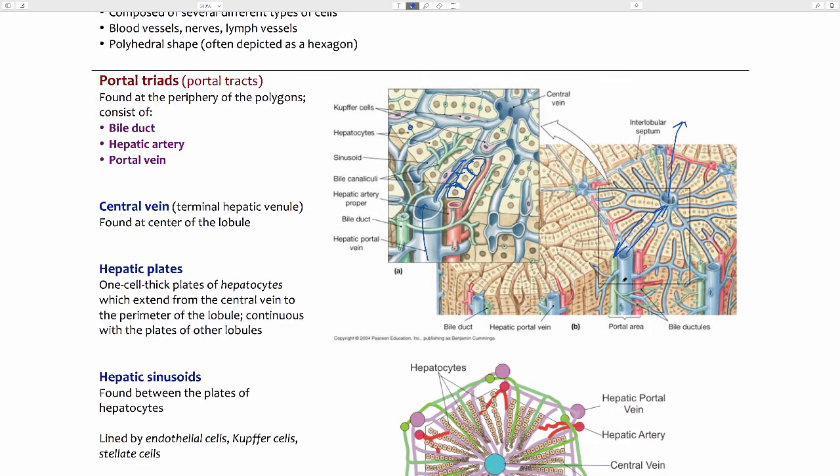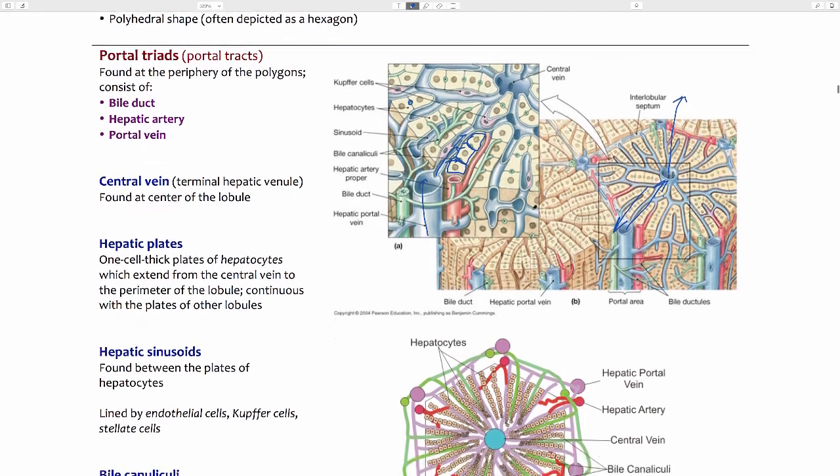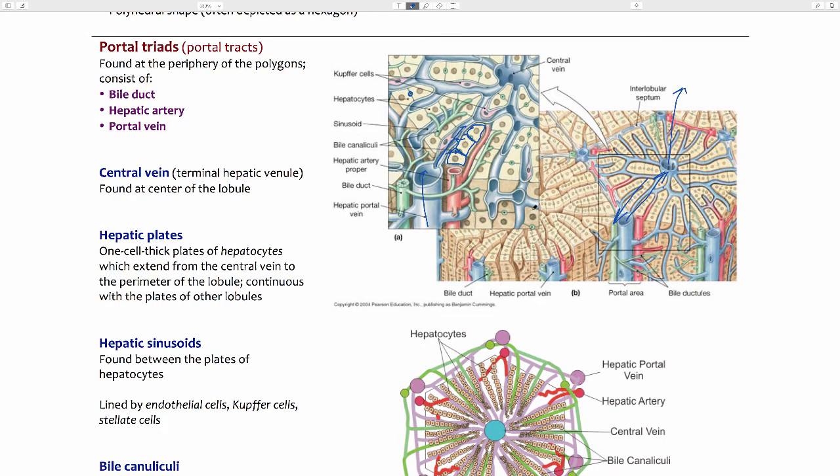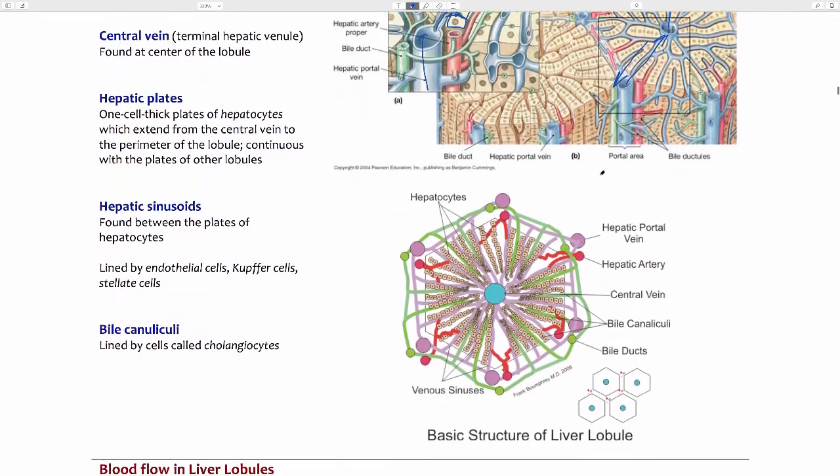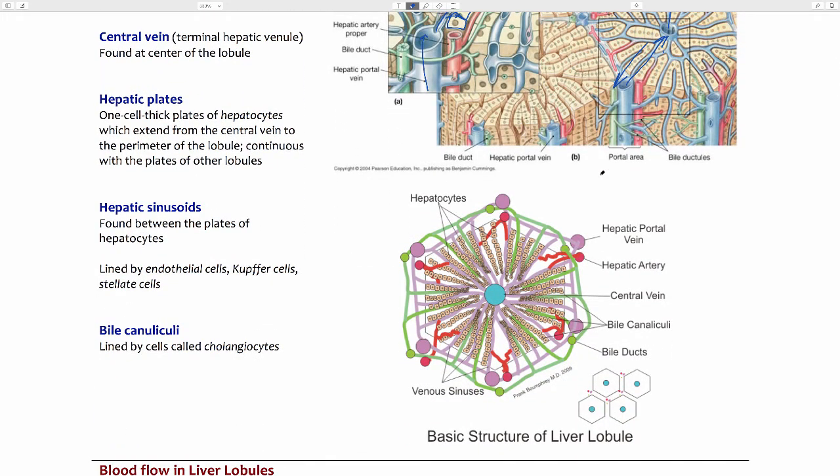These layers of hepatocytes are called hepatic plates. So they look like little plates because they all line up this way. The sinusoids are between the plates. So that's these little regions here. Those are sinusoids. And the sinusoids are really lined by endothelium. So these are blood vessels. Okay, and then the bile canaliculi have their own cells called cholangiocytes that line them.